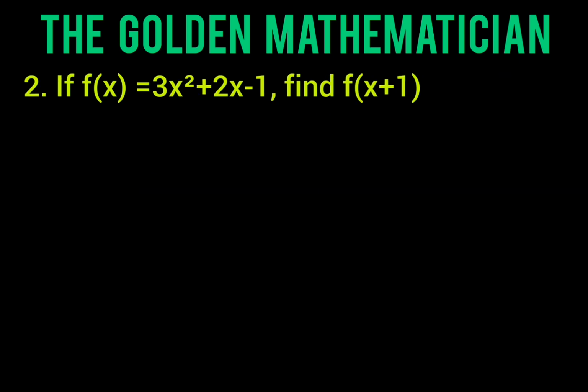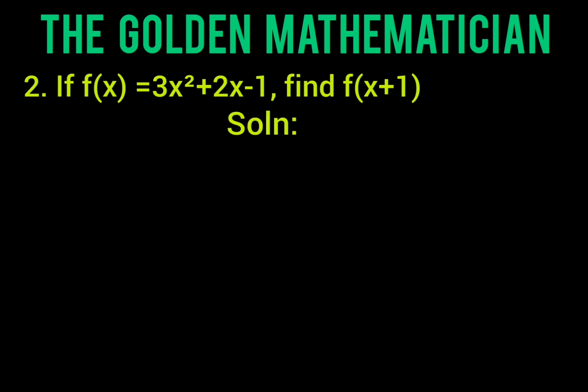If f of x is equal to 3x squared plus 2x minus 1, find f of x plus 1. Now this is similar to the first one. Here you are just going to substitute, meaning wherever you see x, you replace it with x plus 1. It's very simple and direct. But the only difference is that in the former one we had f of 2, which is a clear digit, but now we have x plus 1, so it will lead to a quadratic expression.